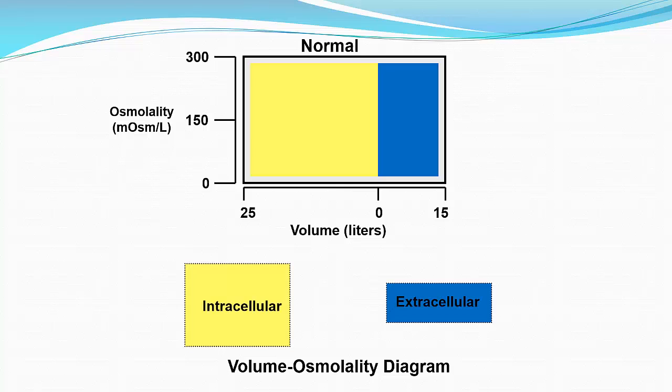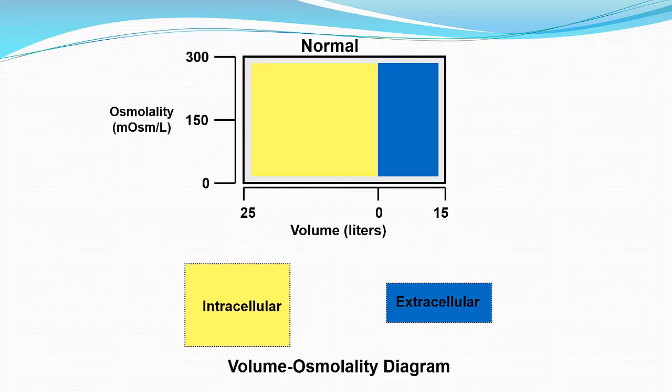Let's look at the x-axis first. You'll notice that 15 liters is considered a normal value for a patient's extracellular volume. If the extracellular volume increased above 15 liters, we would see the blue box become wider, reaching outside of our black box. If the extracellular volume decreased, the blue box would become narrower.